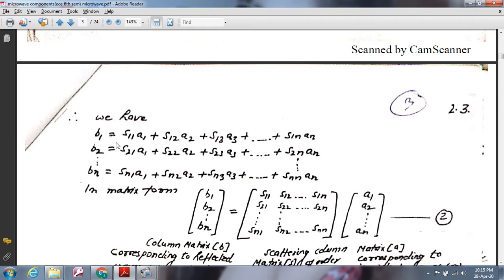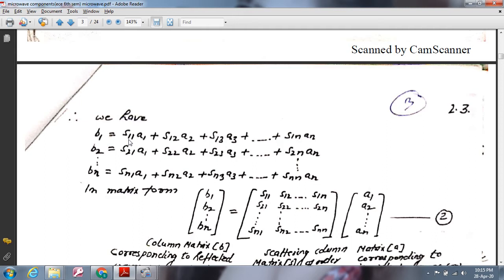Now here we have considered that our source is connected at line number 1. That is why we have S11 instead of Si1. Because the source is connected at terminal 1, we have replaced i by 1.